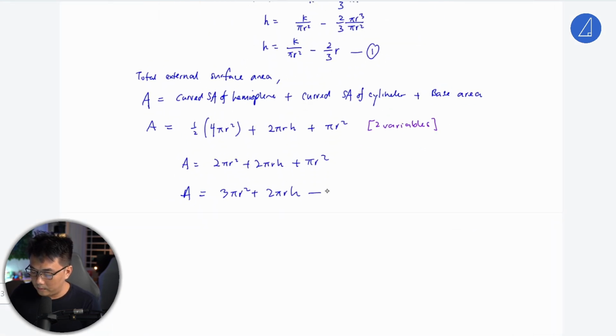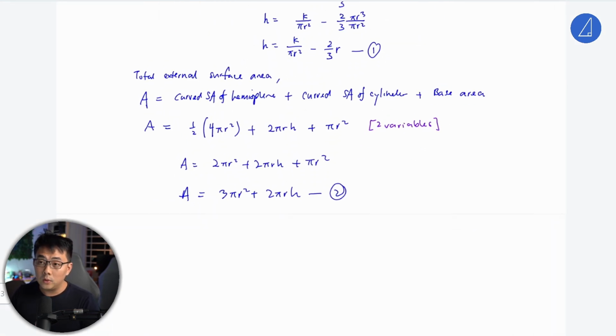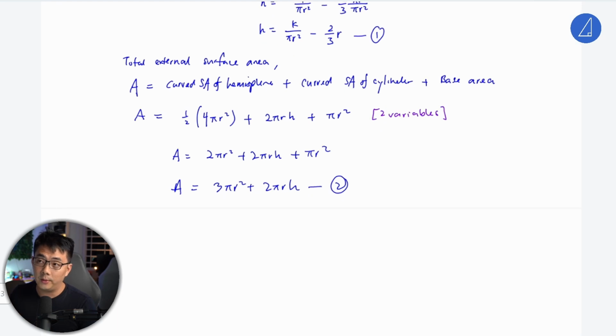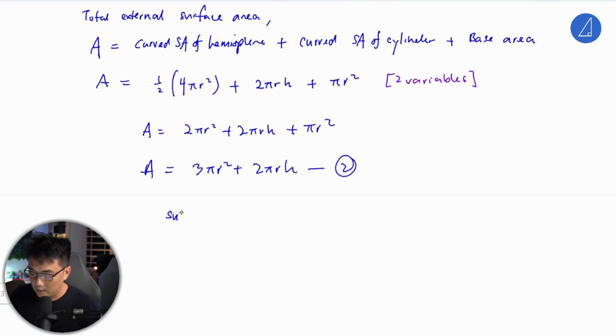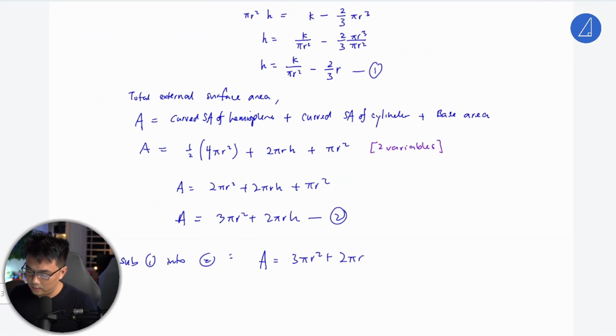Now you sub 1 into 2 because we want to change A into one single variable. So I'm just going to replace 1 into 2. By doing that, my A will be 3 pi r square plus 2 pi r, and h would be k.